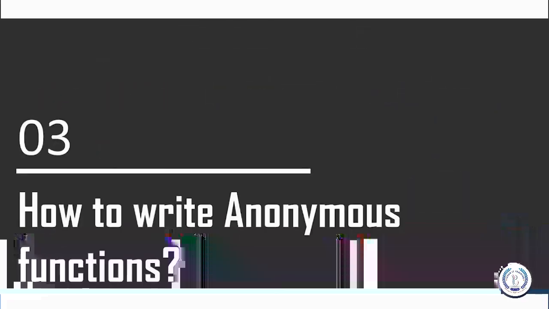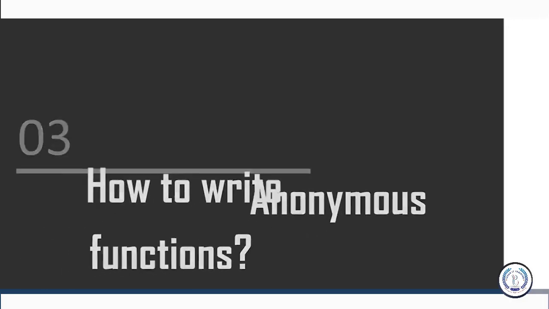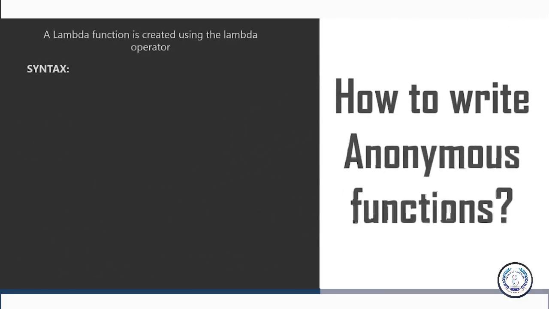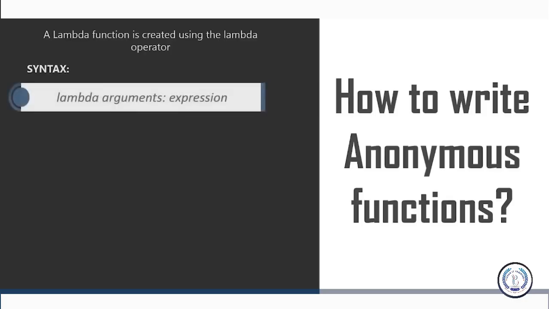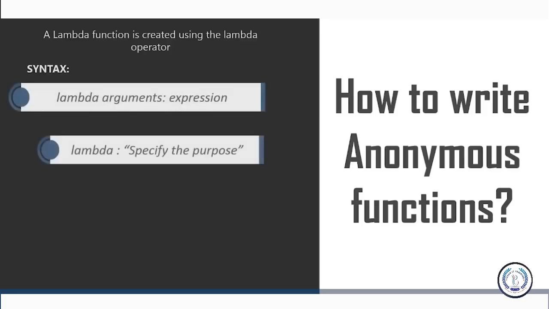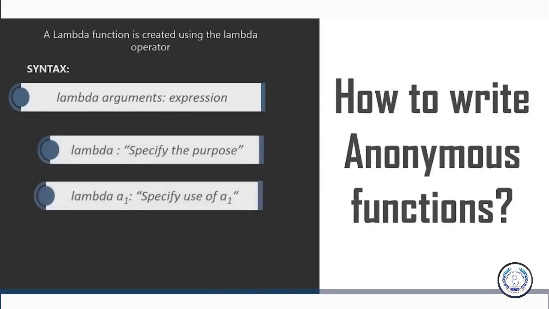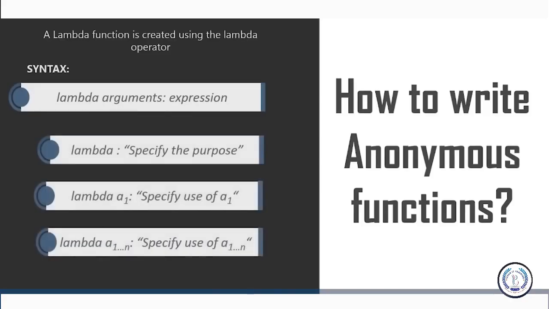So now let's move on to our next topic, which is to see how to write anonymous functions. Lambda functions are created using the lambda operator, and its syntax is as follows. The first thing that you'll need to specify is the lambda keyword. Following that, you'll have to specify the arguments or the inputs. And finally, after the colon symbol, you'll have to specify the expression that needs to be solved.